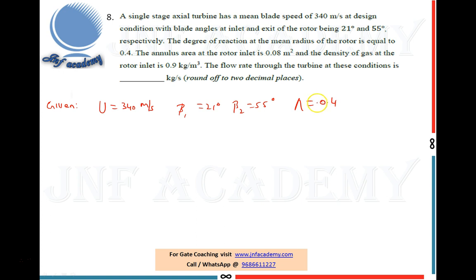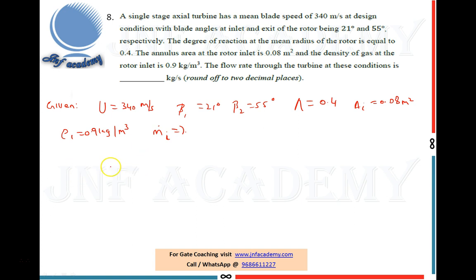Now they have given the annulus area at the inlet, AI is equal to 0.08 meter square. And the density of the gas at the rotor inlet, rho I, is equal to 0.9 kilogram per meter cube. Now they are asking the flow rate through the turbine at these conditions, the mass flow rate m dot I. So this is what is asked.